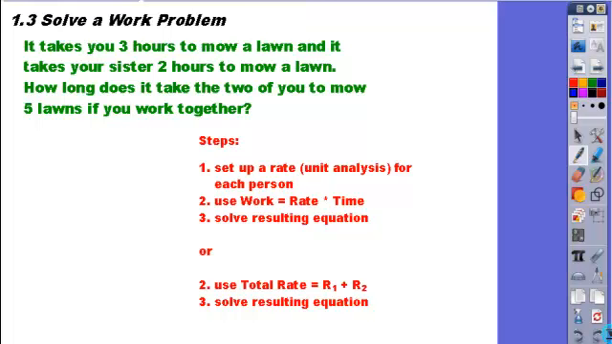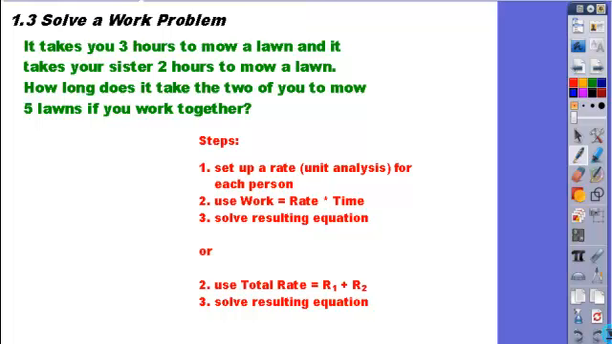So this type of problem has shown up on some of the old ACTs. If you guys are planning on taking an ACT, it's possible you'll see something like this. So I want to make sure that you understand how to set it up. There's two different ways that you can approach these problems. I'll show you both of them. They're just two ways to think of the same thing.